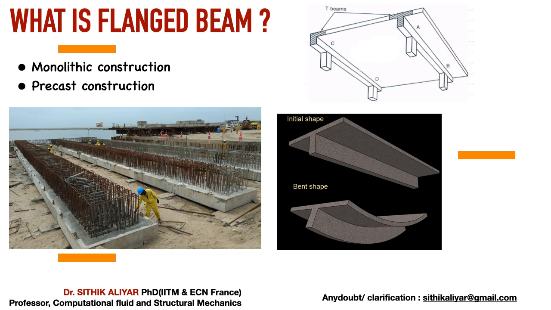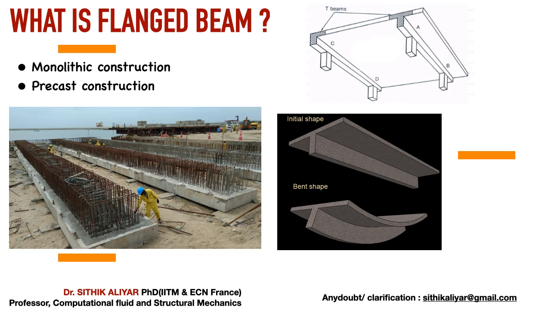In flanged beams there are two types. You can see at the right side top figure, T beam and L beam. Intermediate beams, because the slab will be on both sides, right? So it will be considered as a T beam. If the slab is only on one side, it is called an L beam. Both have flanges, and the web portion will be the beam. The real beam will be the web portion.